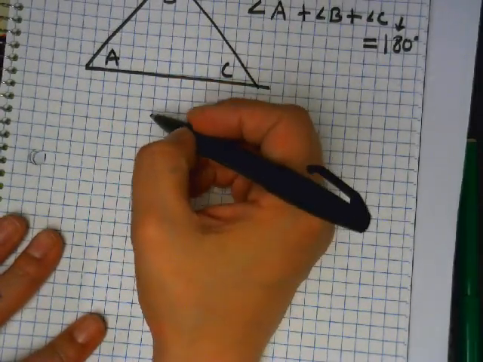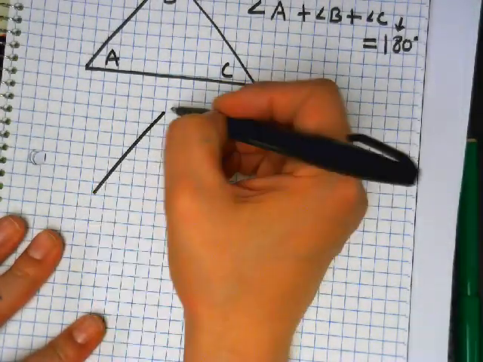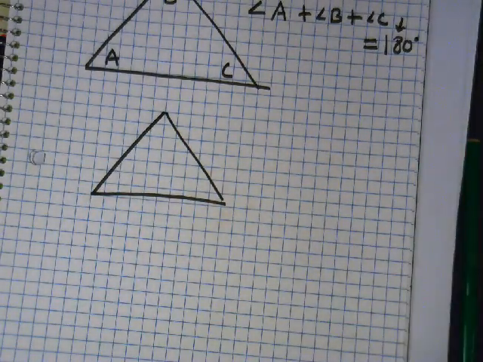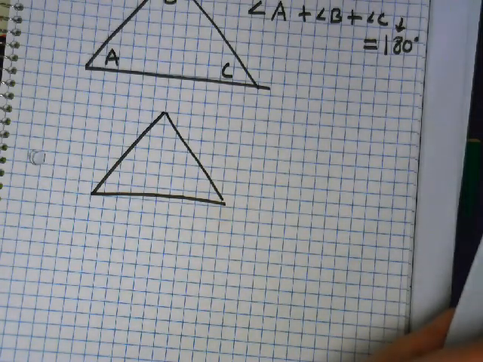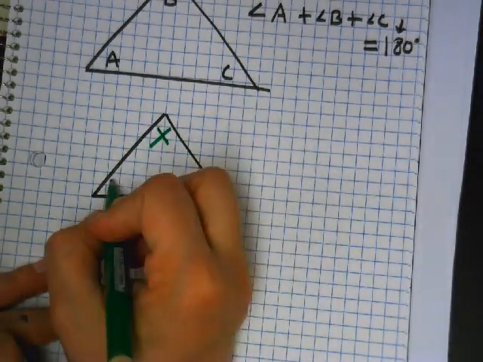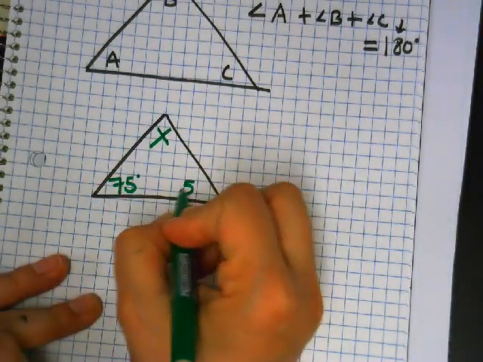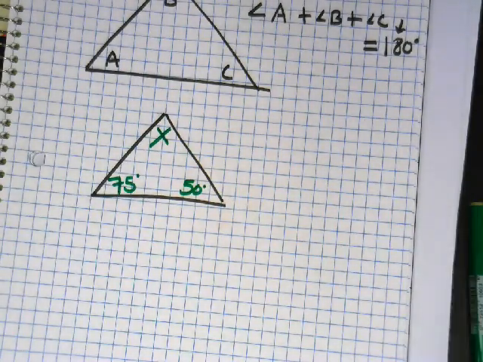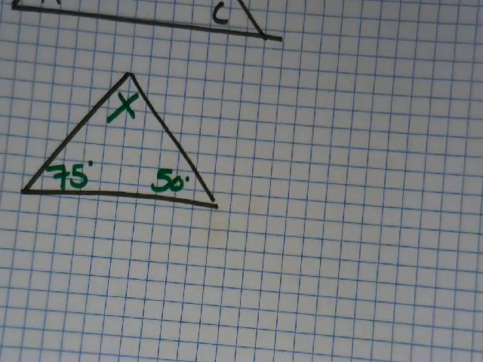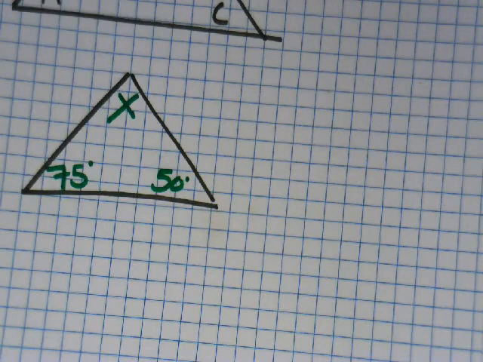So draw a nice little triangle here. I have to draw mine pretty big so I can fit in the numbers for you to see. All right. We're going to say that this angle is X, this angle is 75, and this angle is 50. So, you don't have a protractor, right? You can't measure this and figure out what's the missing angle. So what we have to do to figure this out is use good old math, good old algebra.